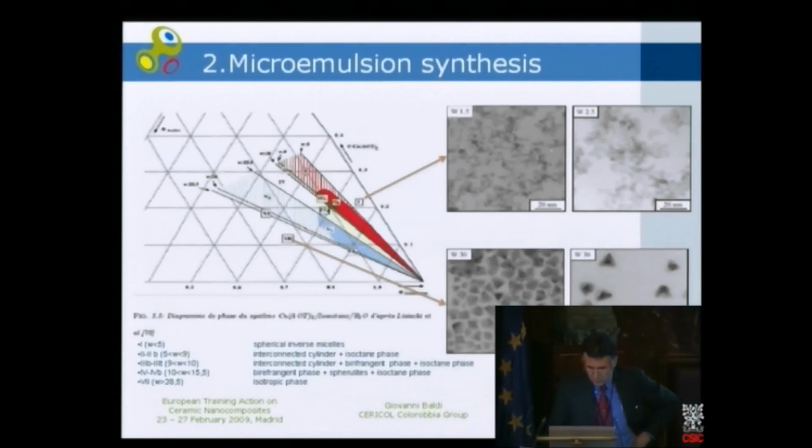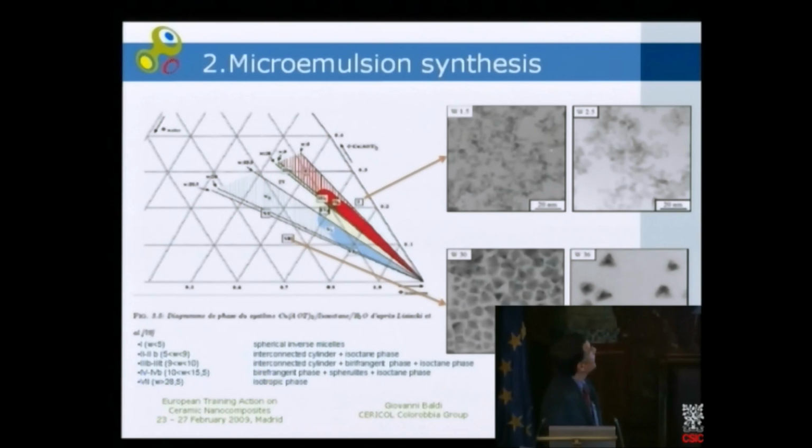It's also possible to change the composition of surfactant, apolar solvent, in this case isooctane, and water, in order to drive the composition of the micelles, and so the composition of the final particles. The shape of the, not composition, the shape of the final particles.